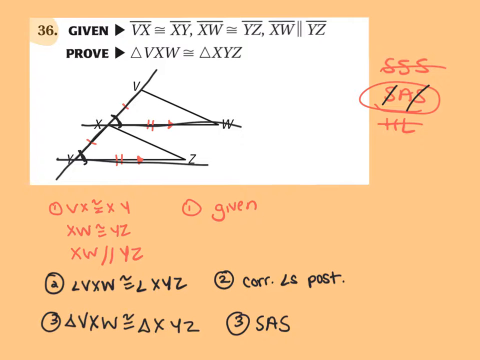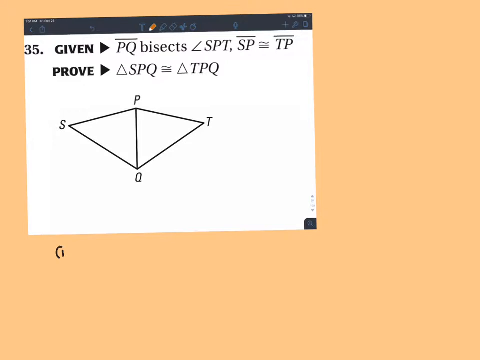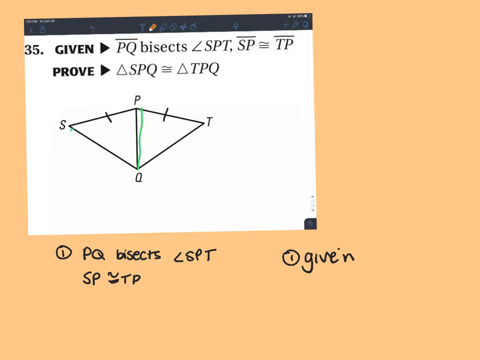Connor. Okay, this one says PQ bisects angle SPT and SP is congruent to TP. What does it mean to bisect something? Cut it into 2 equal parts. So if this is bisecting this angle, then this one and this one are equal, right? So I can say that angle SPQ is congruent to angle TPQ.